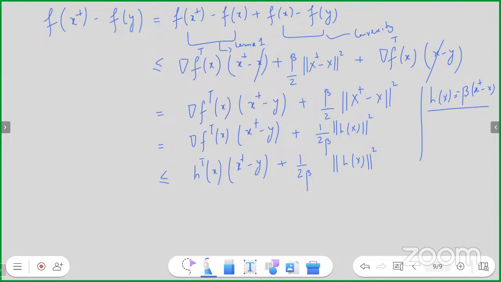What is h of x multiplied by x plus minus x? You just add an x and subtract it. Then use the rest. Okay. Let's see. What do you want me to add? h transpose x multiplied by x plus minus x. Is that what you want me to write? And plus h transpose x, x minus y. That would be correct. This is as it is. Then what do I get?